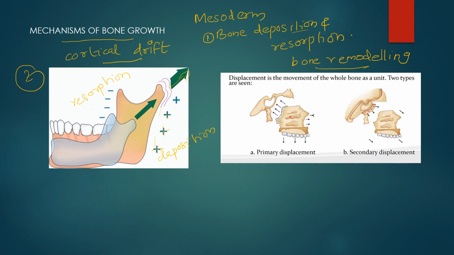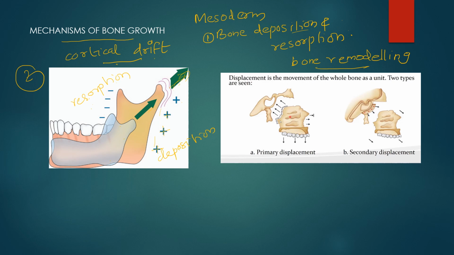So a combination of bone deposition and bone resorption resulting in a growth movement towards the depositing surface is called a cortical drift. Here at the posterior aspect of the mandible deposition occurs, and in the anterior aspect resorption occurs. So the growth movement of the mandible is towards the posterior surface. This is called a cortical drift.